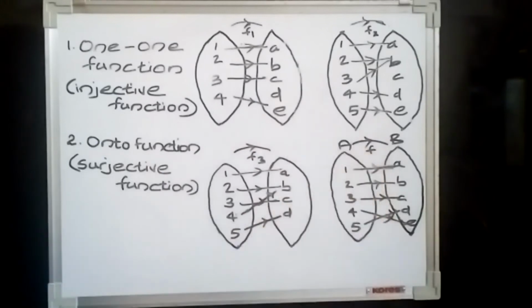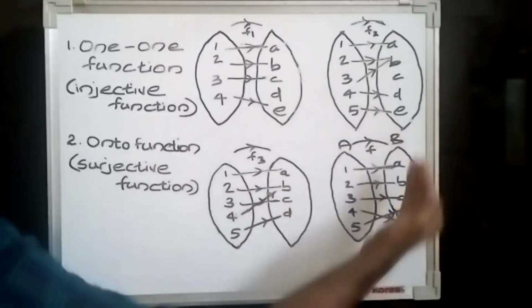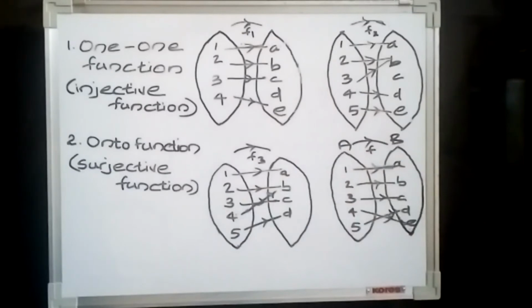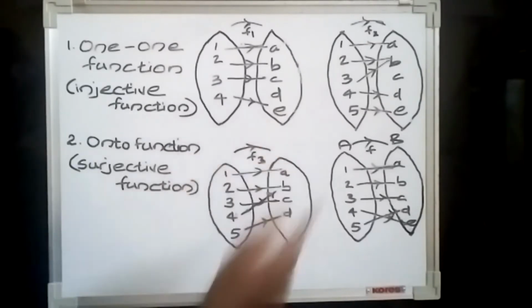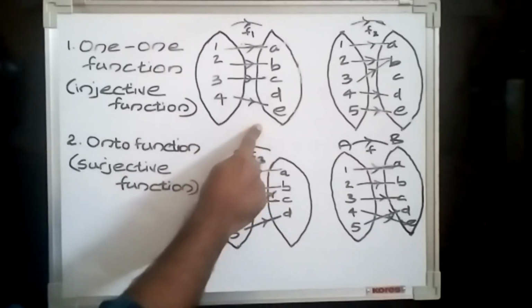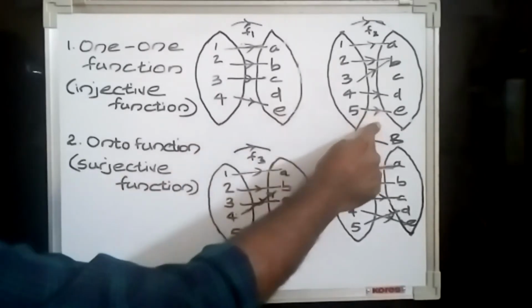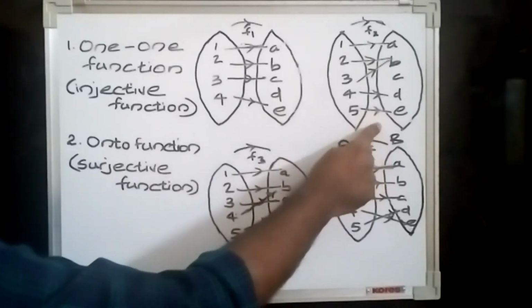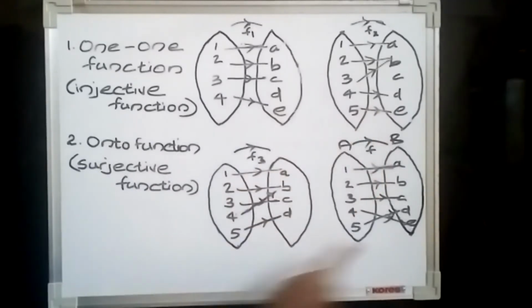Is the last function f an onto function? Yes, it is also an onto function because every element in the second set has a pre-image in the first set. If the function is not onto, it is called an into function. Here, f1 is not an onto function. It is an into function. f2 is also not an onto function. It is an into function. f3 is an onto function, and the last function is also an onto function.